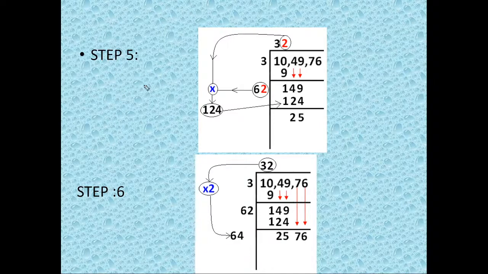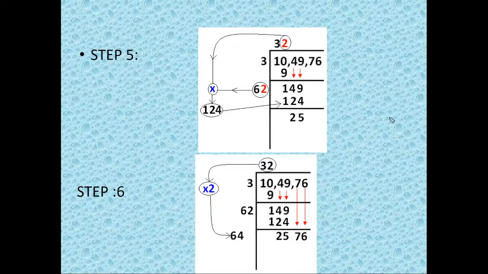I agree. You also agree, right? 62 into 2 is 124. But why can't we take 63 into 3? What is the reason why we can't take 63 into 3? First write your answers in the comment below if you know the answer. Remember the rule. If you remember the rule which we learned before, write in the comment below.